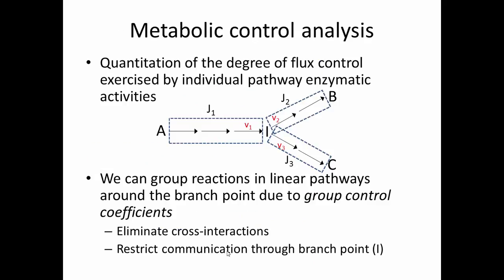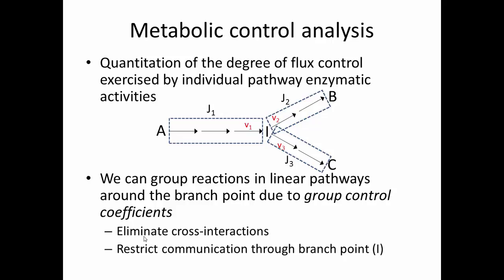And we also talk about metabolic control analysis, which is a little bit different than flux analysis. In flux analysis, we're measuring what is, and in metabolic control analysis, we're concerned more with how this comes to be. So we quantitate the degree of control exercised by each individual pathway. Is this velocity, this A to I velocity, a rate controlling step in the big scheme of things? We can ask questions like that. We can do that by grouping reactions the way we have done, and then look at group control coefficients.